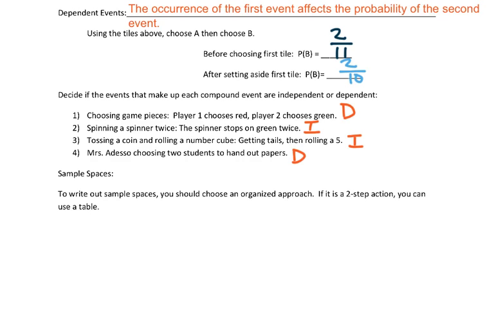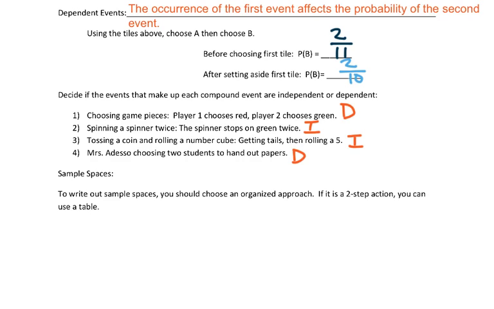So if you pause the video, you should have come up with the first one being dependent, because if player 1 chooses red, that means player 2 cannot choose red, so their choices are smaller. Number 2 is independent. When you spin the spinner the first time, it has no effect on the second spin. Number 3 is also independent. Getting whatever you get on your coin has no effect on what you roll. And number 4 is dependent because I cannot pick the same student twice if I'm choosing 2 students to hand out papers. So that is dependent.